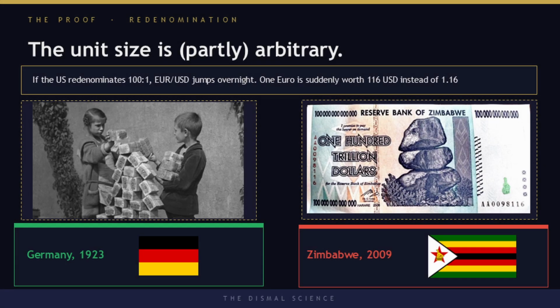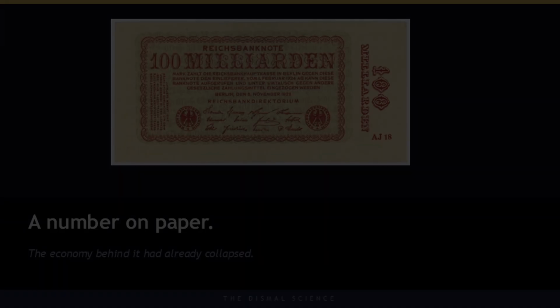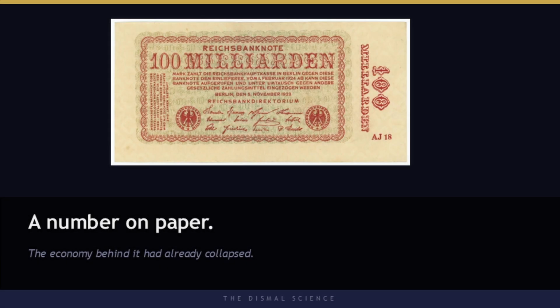This has happened multiple times throughout history. For example, Germany in 1923, when the Papiermark turned into the Rentenmark, or Zimbabwe in 2009. 100 billion marks. That's what it says on the note. And yet, you barely could buy half a loaf of bread with it during the peak of hyperinflation in November of 1923. That's why people used it for heating, because it was cheaper than buying firewood. The unit size is purely arbitrary. What matters is what's behind it.